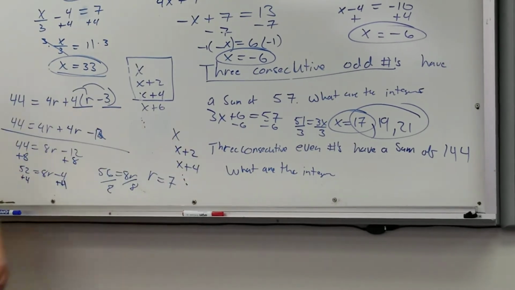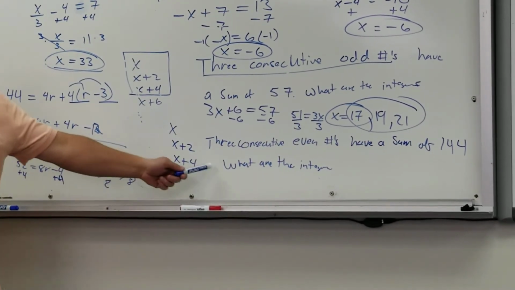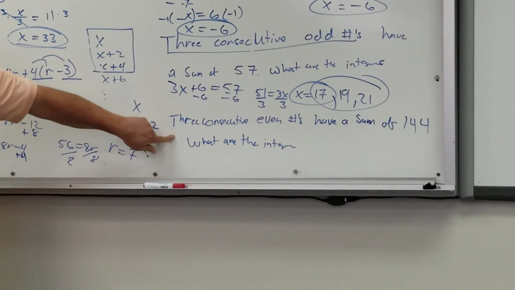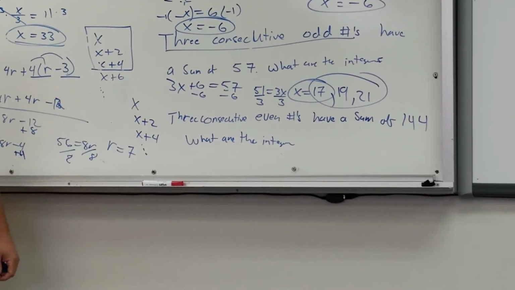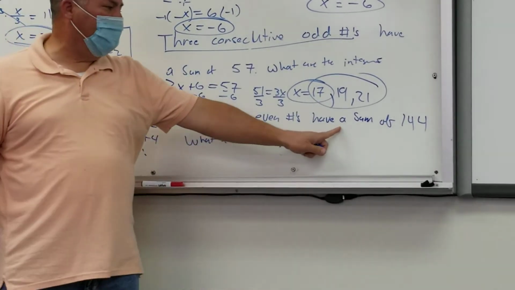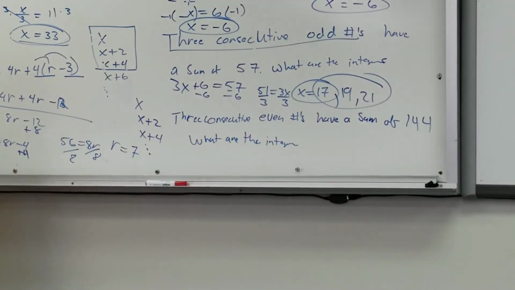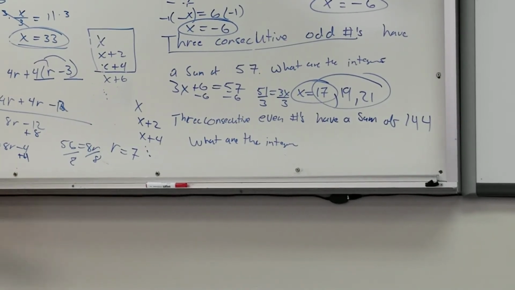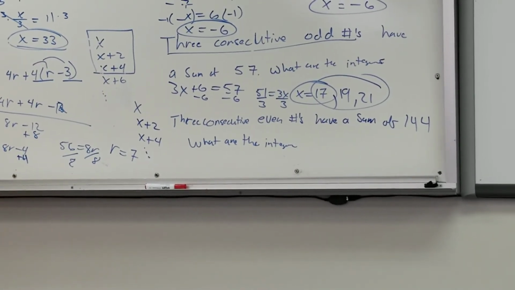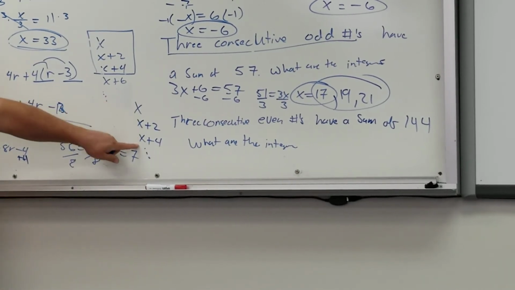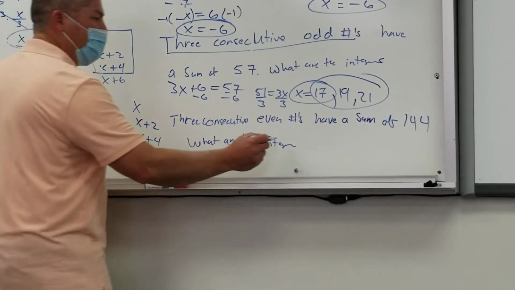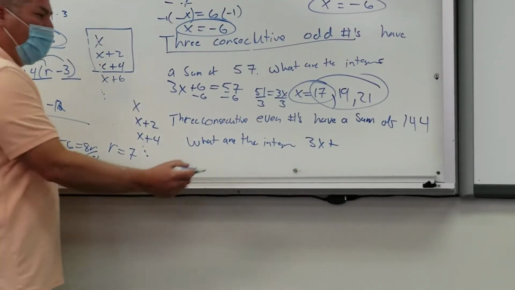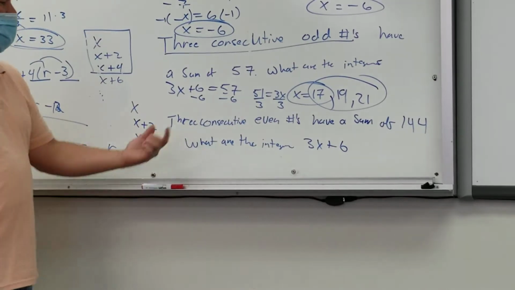Okay, let's do this one right here. Okay, Logan, what should I write? Three consecutive even numbers have a sum of 144. What equation should I write? 3x. How did he get 3x, you guys? He just had x plus x plus x. He just added those three x's. Plus what? 6. Is it any different than if I was doing the odd? No, just different in what it equals.